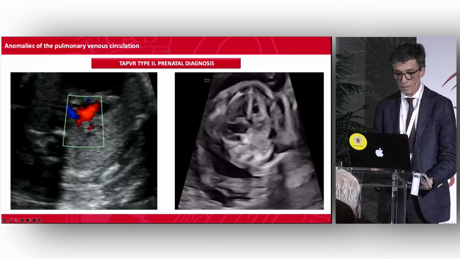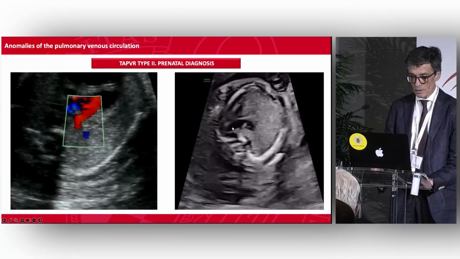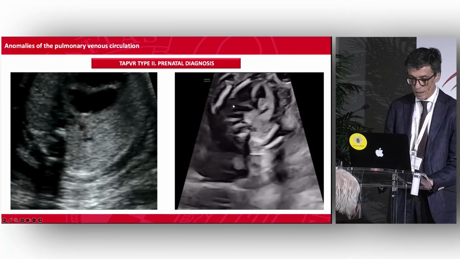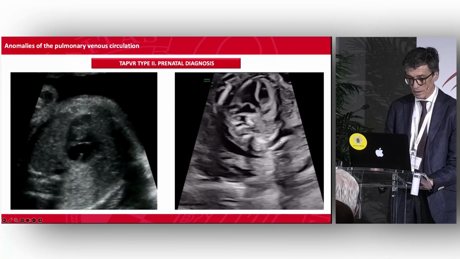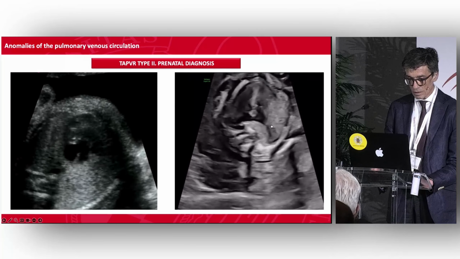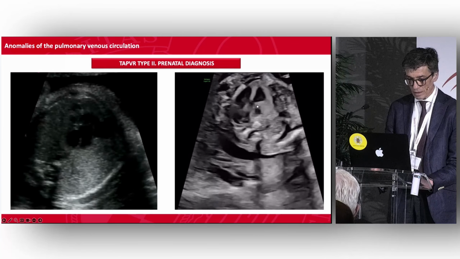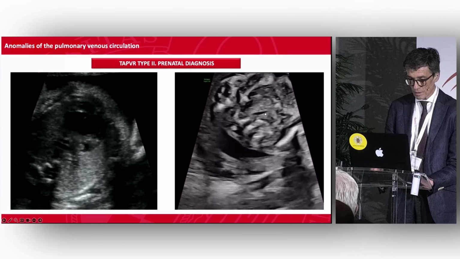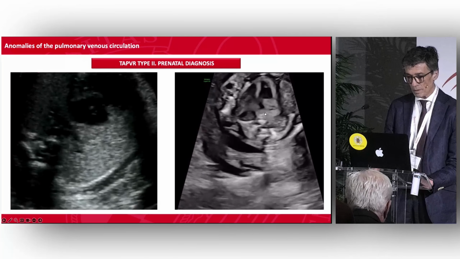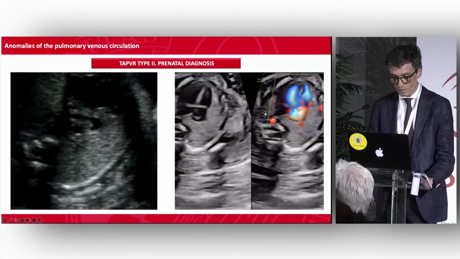And another example in a baby that has an absent left lung and hypoplastic right lung, and we only see the veins of the right lung draining in the right atrium, excuse me, in a baby with other problems.